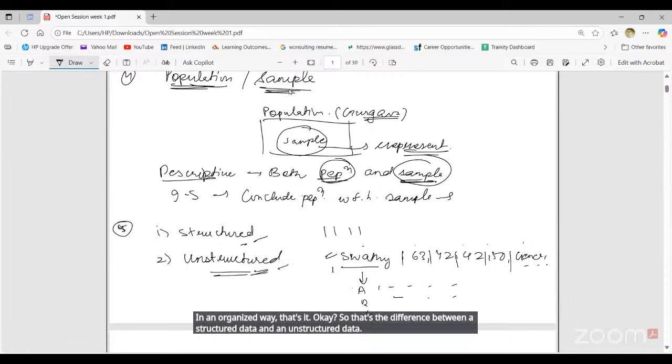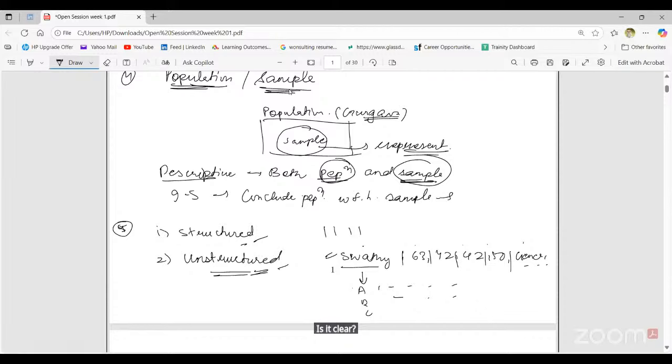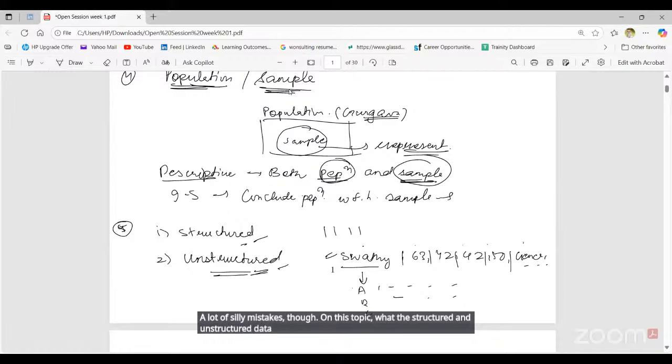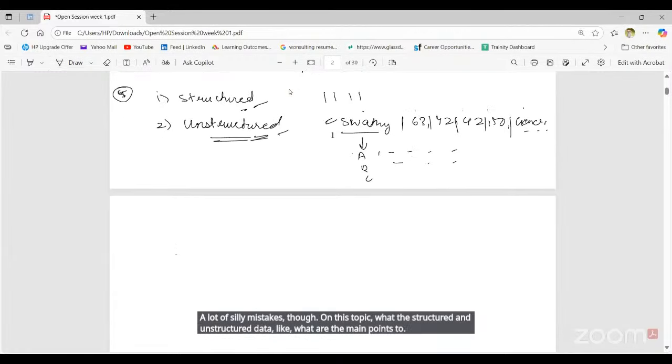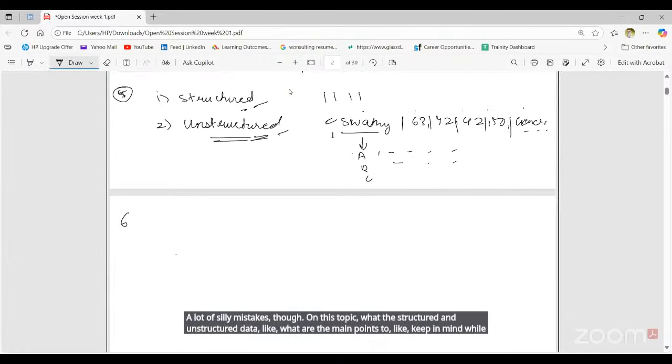Is it clear? Yes, ma'am, pretty much clear. I got a little silly mistake about this topic, a lot of silly mistakes in activity questions. Which topic? The structured and unstructured data. Like what are the main points to keep in mind while solving a question about image files, video files, email addresses?